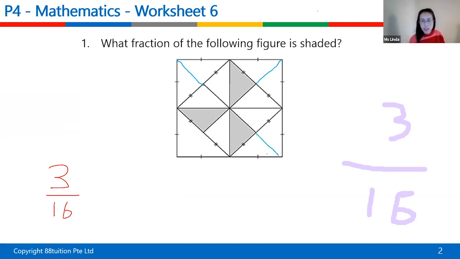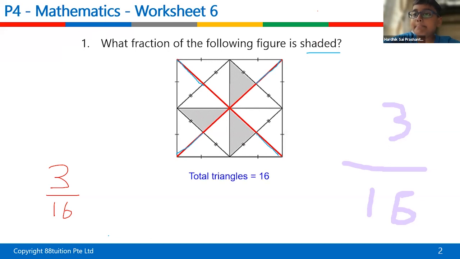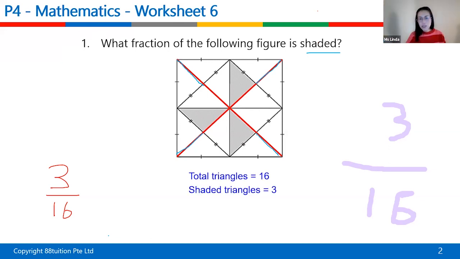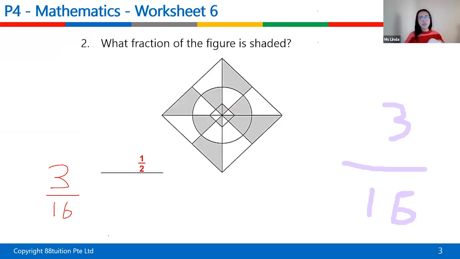Okay, so you can see if I divide the bigger triangle into half as well, you see equal size triangles. So you got 2, 4, 6, 8, 10, 12, 14, 16. You got 16, and 3 are shaded. So it should be 3 over 16. Total triangles is 16, total shaded is 3. Your fraction is 3 over 16, very easy. Next one.